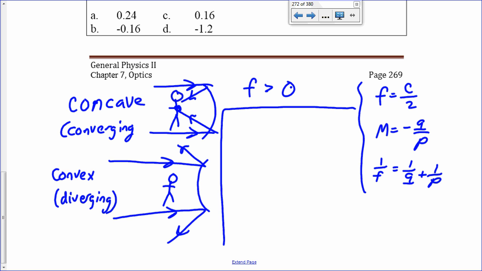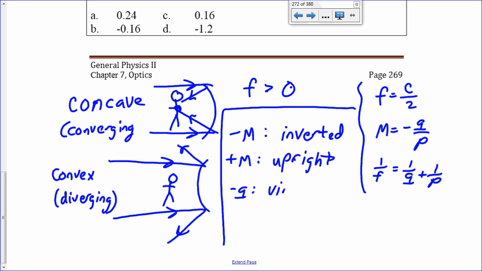A couple things about just the signs. A negative magnification means that the image is inverted. A positive magnification means it's upright. A negative image distance means it's virtual. And a positive image distance, q, means it's a real image. A real image is just an image that you can project onto a screen. These will all come into play. We'll do the ray tracing diagrams, and we'll see how all these different images are formed.